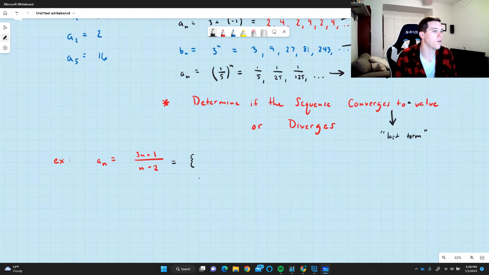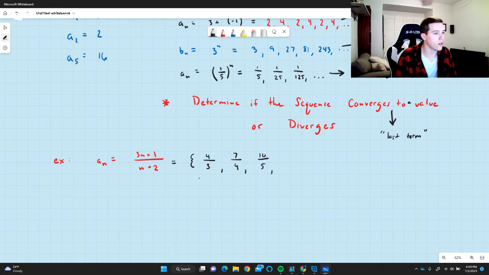If you plugged in 1, you'd get 4 over 1 minus 2, which is negative 1. If you plugged in 2, you'd get 7 over, that's kind of ugly. Let's change it to plus. Sorry, sometimes I do this. Change it to plus, that way it works out. So going back, we plug in 1, we get 4/3. Plug in 2, 7/4. Plug in 3, we get 10 over 5, which is 2.